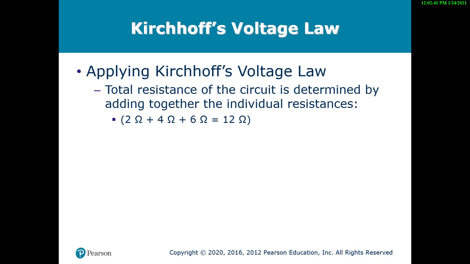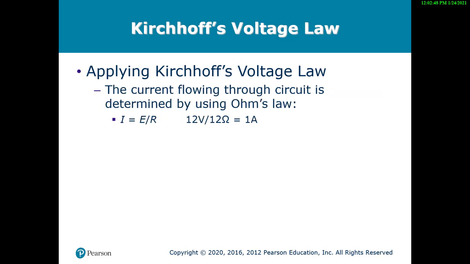2 plus 4 plus 6 would be 12 total ohms, or an RT of 12. Now what we're going to do is determine the current flow. And that's easy to do. We're going to use Ohm's law. So 12 volts applied with a 12 ohm resistor, 12 divided into 12 would give us 1 amp. So there's 1 ampere of current flowing through that circuit.